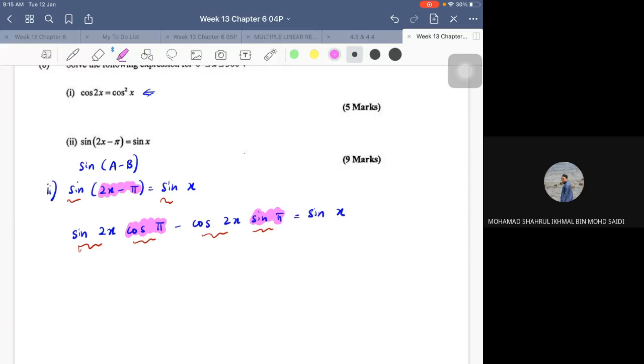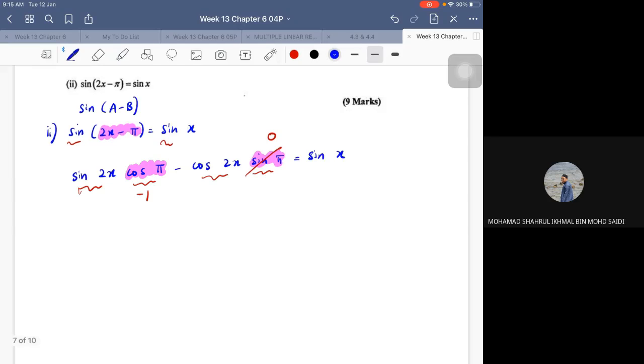But before that, make sure the calculator is in radian mode. Okay, cos of pi, somebody tell me. What is the value of cos of pi? Cos of pi equals -1. -1, that's right. Okay, and sin of pi equals zero. Zero, that's correct. Thank you. Okay, now we will simplify.